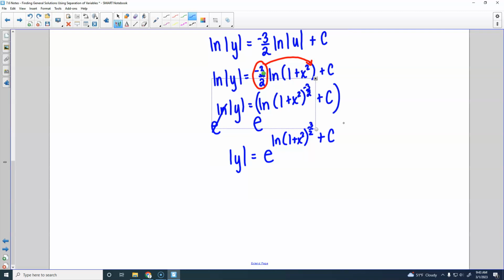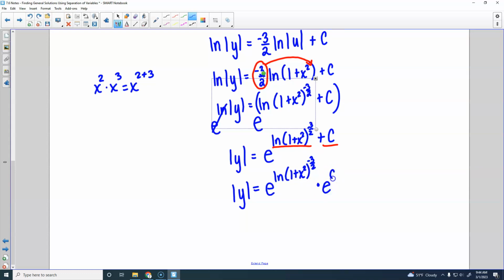So what we're going to have to do is basically use that rule that we used whenever we were separating that exponential problem. If I have x squared times x to the third, that gives me x to the 2 plus 3, right? So I've got e to something added to something else. Okay? So I've got absolute value of y equals, I can write it this way, e to the natural log of 1 plus x squared to the -3/2 times e to the capital C.